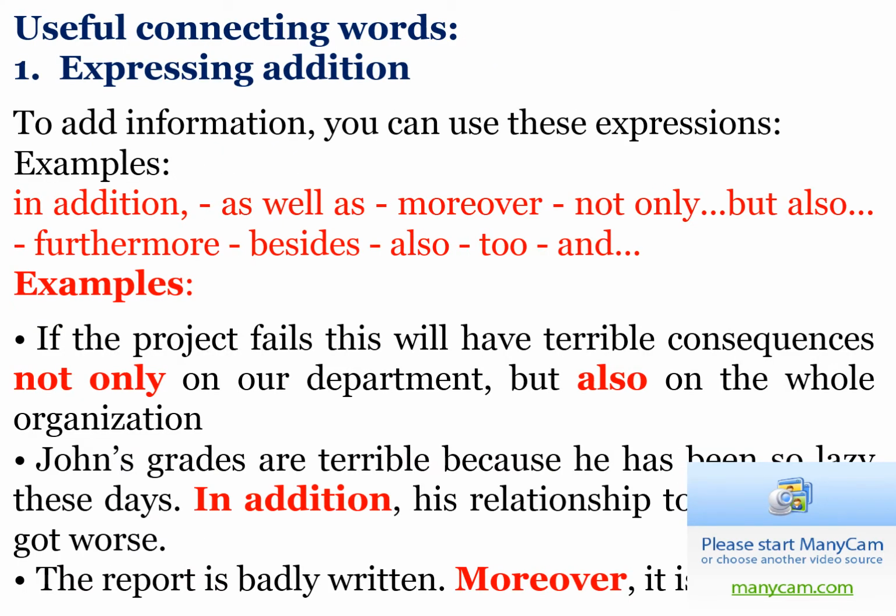We have some useful connecting words. You need to learn how and where you can use them. Number 1, expressing addition. Sometimes you need to add some information to other information you stated before. You can use one of these expressions: in addition, as well as, moreover, not only but also, furthermore, besides, also, too, and. In the beginning of the paragraphs or the beginning of a sentence, you need to use in addition, moreover, and furthermore, but you can't use besides, also, and other words in the beginning. Instead, you can use them in the middle of the text.